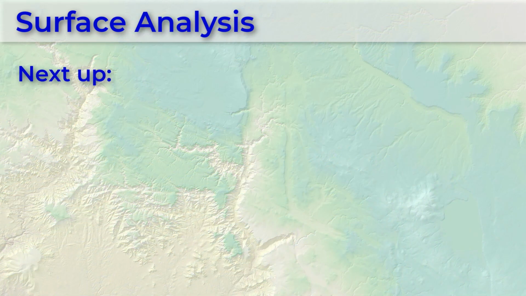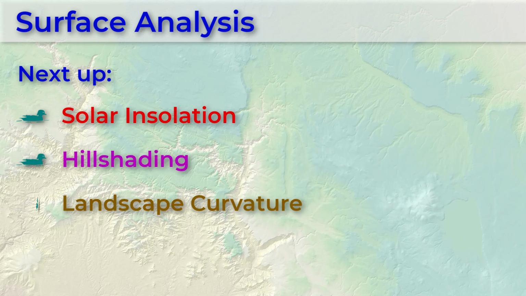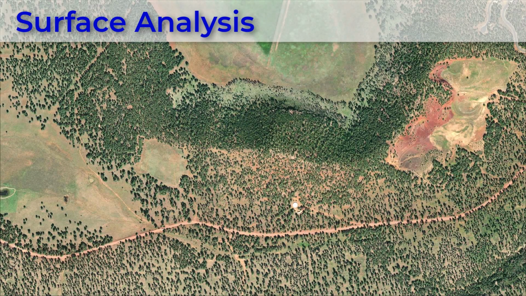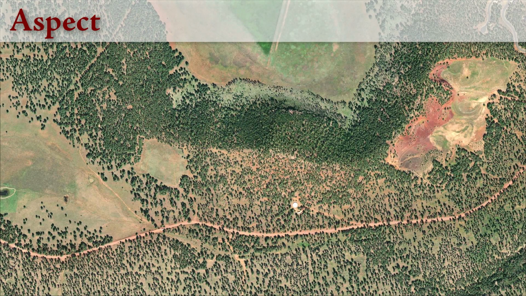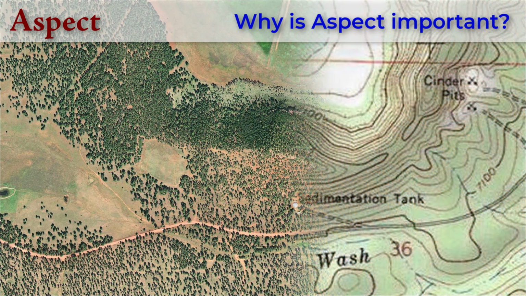And in this episode, we're going to finish up our surface analysis discussion by looking at insolation, hillshades, and landscape curvature. But as we prepare to move on to our next topic, let's think for just a second about why aspect is such a useful variable. Aspect obviously has a great influence on vegetation species, composition, structure, and microhabitat, but why does aspect have this influence?